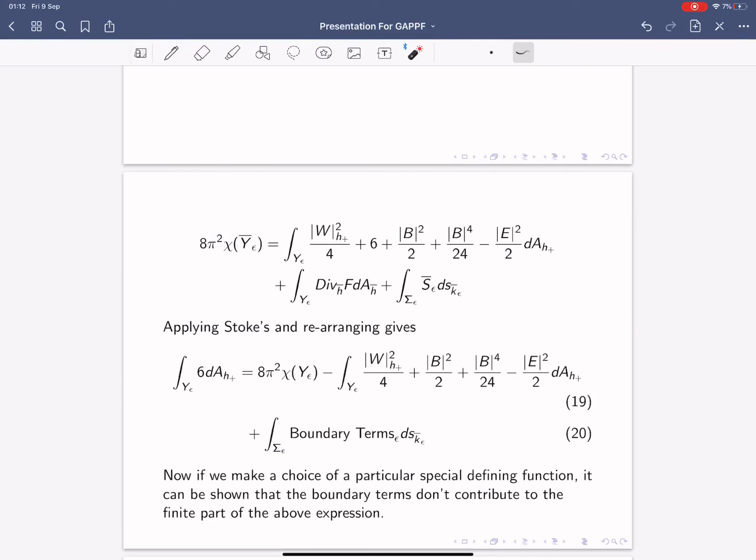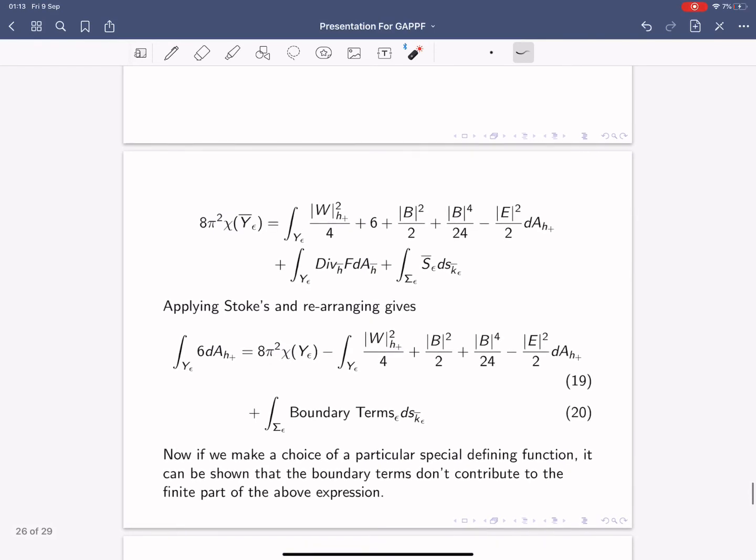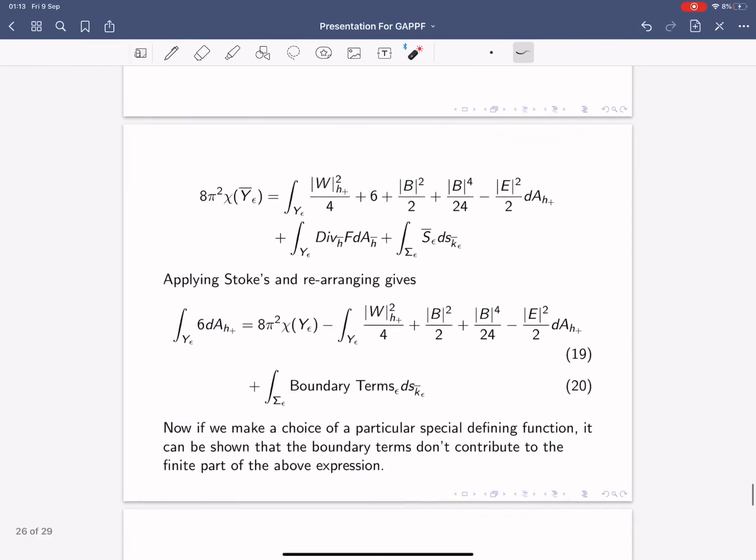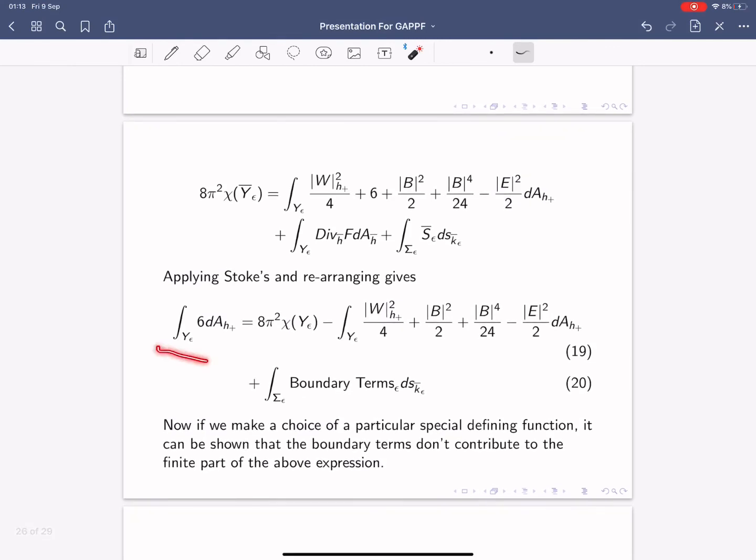And now if we make a particular choice of special defining function, namely we can choose our special defining function so that the boundary of Y is minimal within the boundary of X. That's actually a choice that we can make, and it just corresponds to the existence of a solution of a particular differential equation, which is easy to see that it exists. And if you make that choice, it makes the calculations easier. And then you can see that the boundary terms here won't contribute to the finite part of this overall expression. So we can forget those, because all we're interested in is the finite part of this, because that will be the renormalized area.